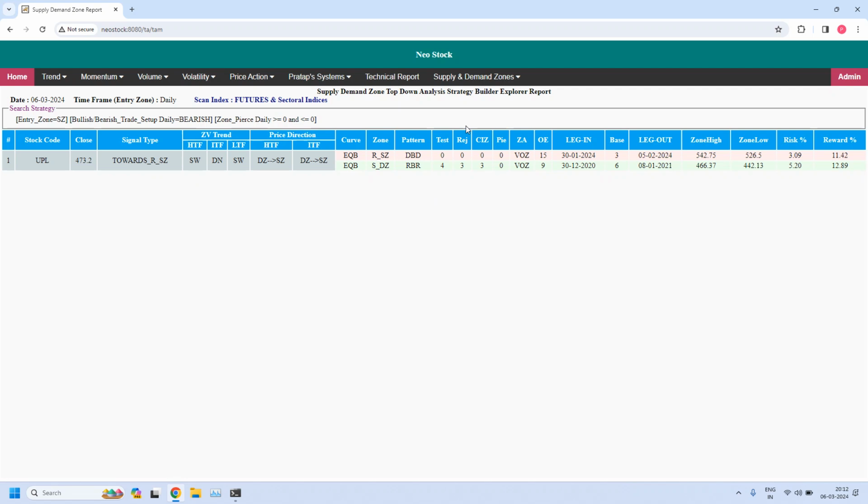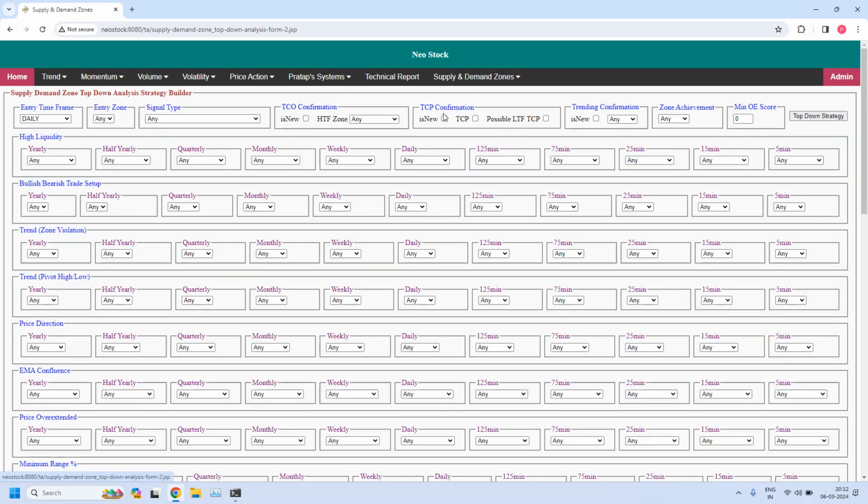Now let us generate reports for weekly income trade. First we will start with bullish trade setup. For weekly income trade, the entry time frame is 75 minutes. And weekly income trade, bullish trade setup, entry zone should be demand zone. And in bullish or bearish trade setup parameter, now you have to select 75 minutes time frame. There you need to select bullish.